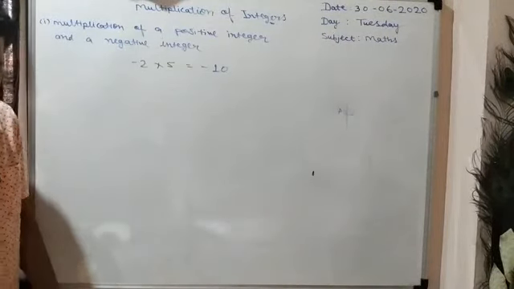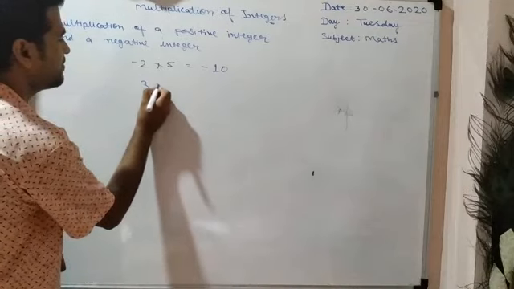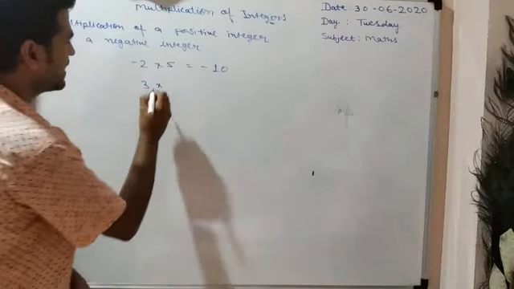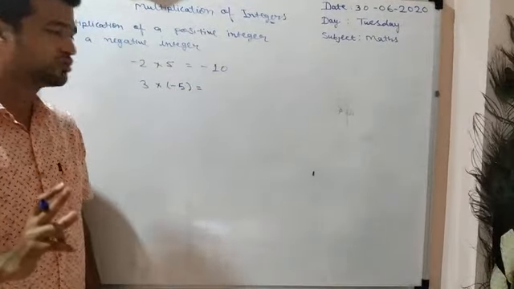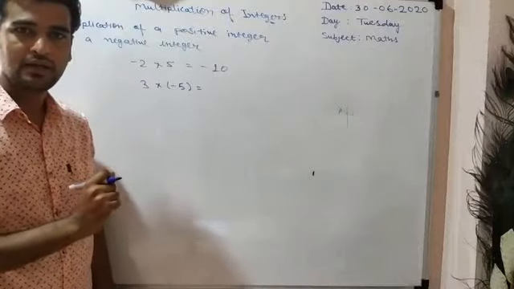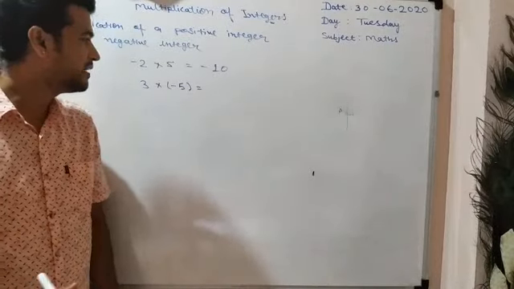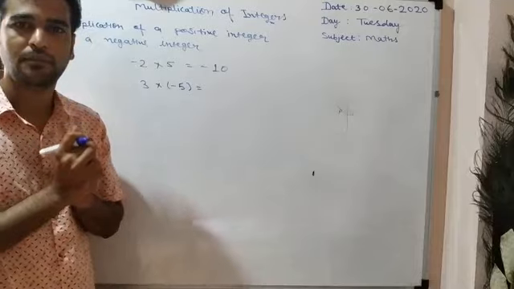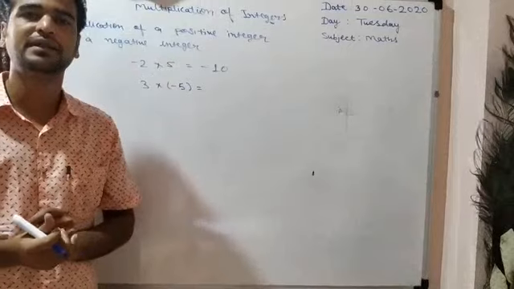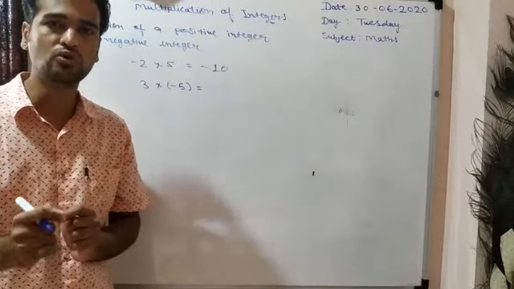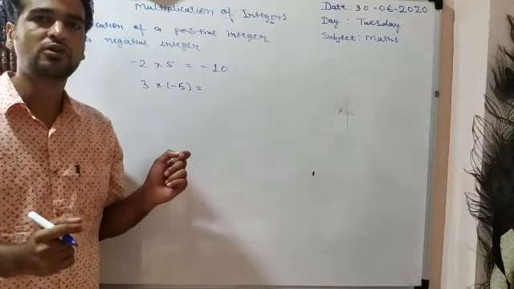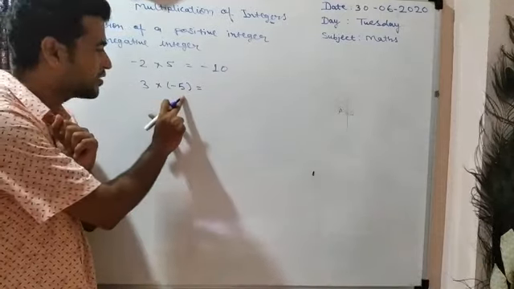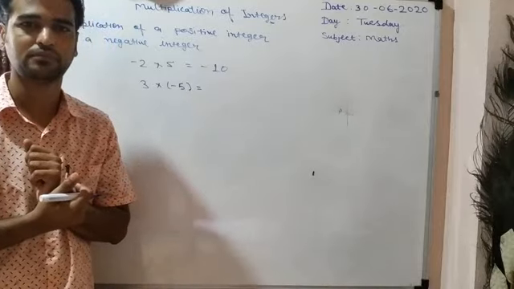Okay, another example we can take. Suppose the first integer is positive, and the second is negative. 3 into minus 5. One thing you should observe here: I am writing this minus 5 in a bracket because we have two signs here, right? One is the multiplication sign and the second is the negative sign. So whenever we have two signs together, it's a standard form to write the second in a bracket. That's why I wrote minus 5 in a bracket.